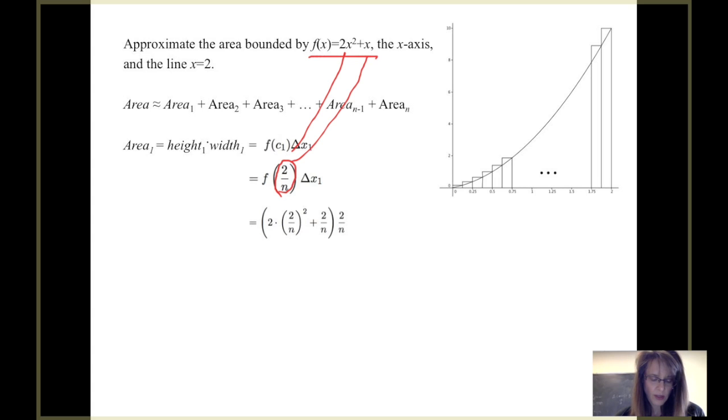And when we do that, we get 2 times (2 over n) squared plus 2 over n, and then times 2 over n. And this was the width of our subinterval.